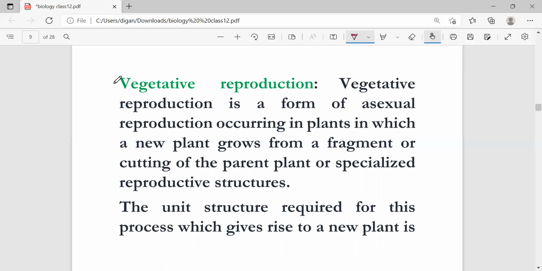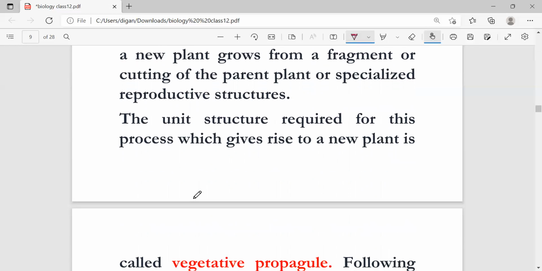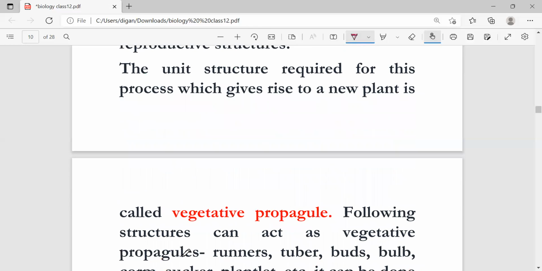So vegetative reproduction is found in plants only, and a new plant can grow from any vegetative part, and that's why this type of reproduction is called vegetative reproduction, since offspring can grow from a vegetative part. The unit structure required for this process, which gives rise to a new plant, is called a vegetative propagule.